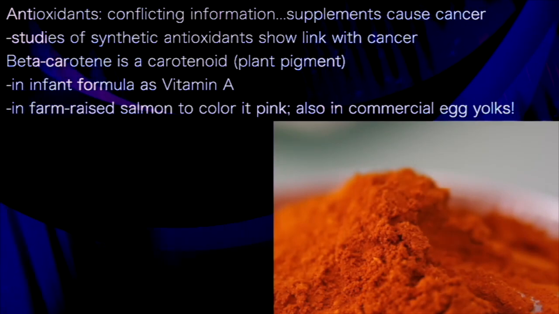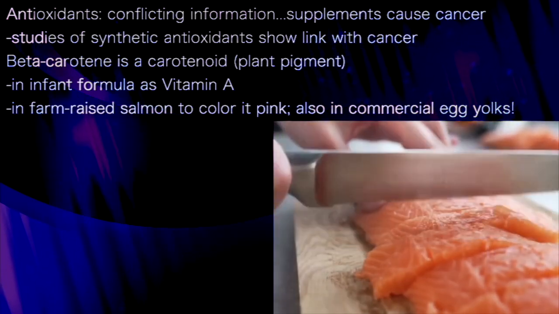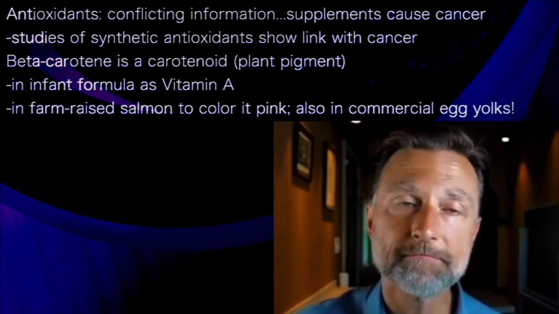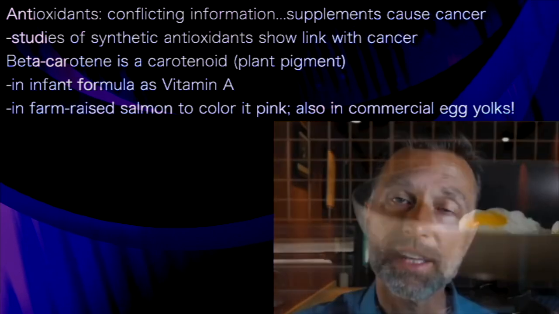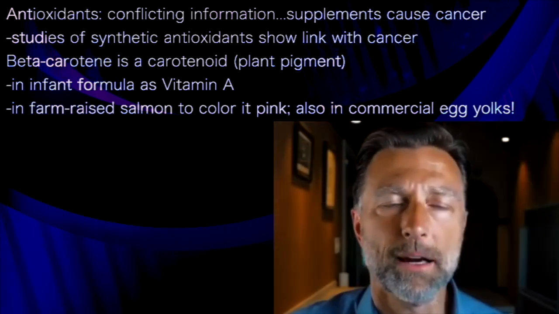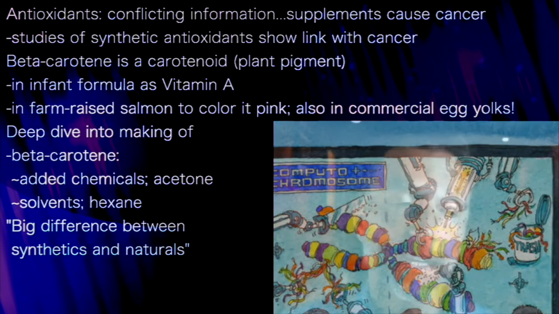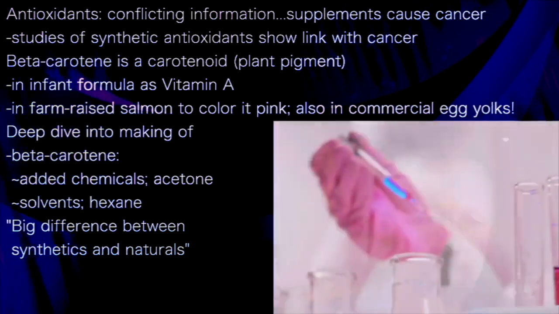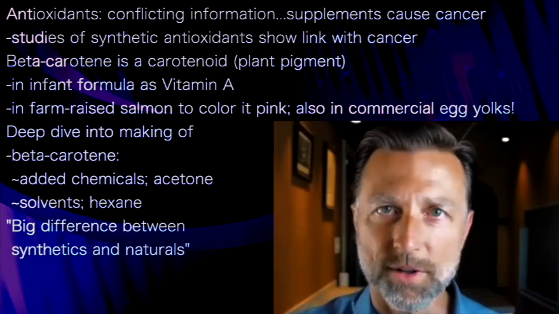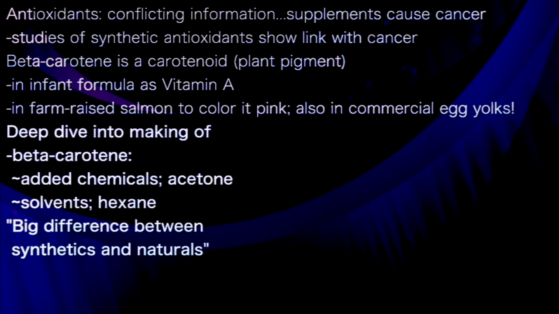But apparently, it's being put in our foods. It's being put in infant formula as vitamin A. It's being used to color farm-raised salmon to give it that pink color, because if you didn't, it would be gray. It's also been used in commercial eggs to color the egg yolks to make them look really good, because if they didn't, you wouldn't have the color. Well, you might say, it's just a beta carotene, it's just an antioxidant. It's not going to cause any issue. But if you've done the deep dive into how they make beta carotene synthetically, wow, they use all sorts of chemicals. It's made from acetone, using different solvents like hexane, all to make this coloring agent, right? So there's a really big difference between a synthetic something and a natural. It's not the same thing.